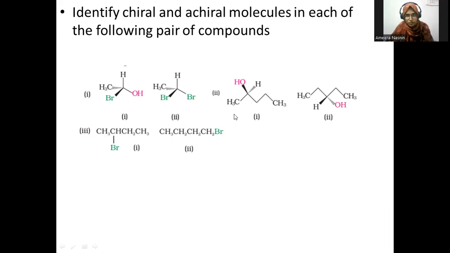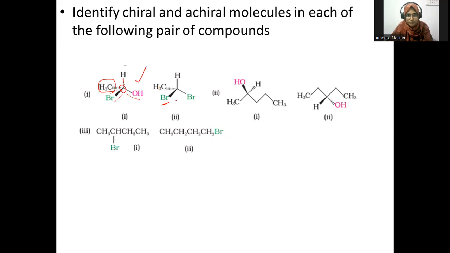So let's see all these compounds. In the first one, here we have an asymmetric carbon, or a stereo center, or a chiral carbon. Here one group is hydrogen, another group is OH, then Br, then a methyl group. All four groups are different, so this is a chiral molecule.